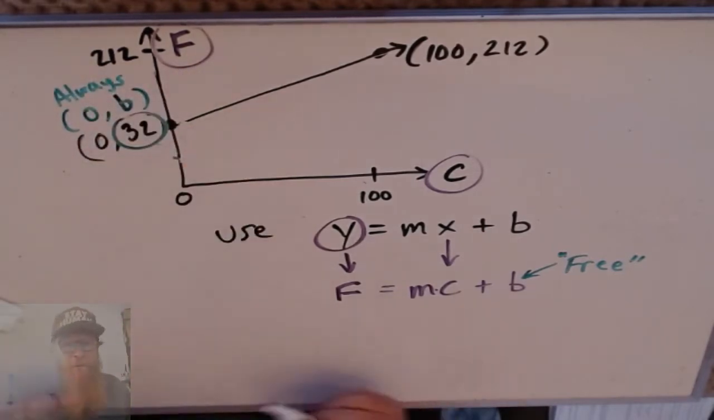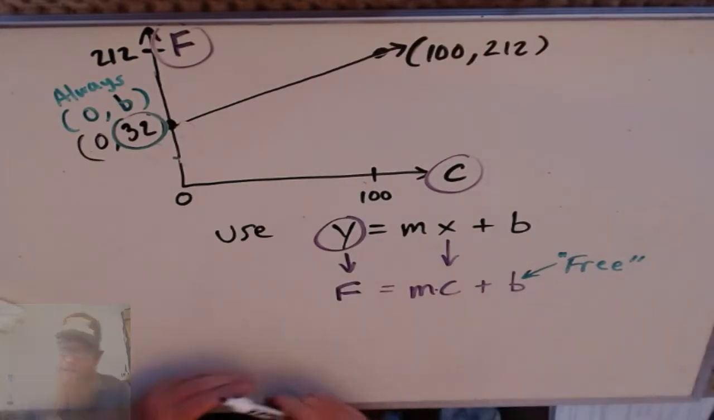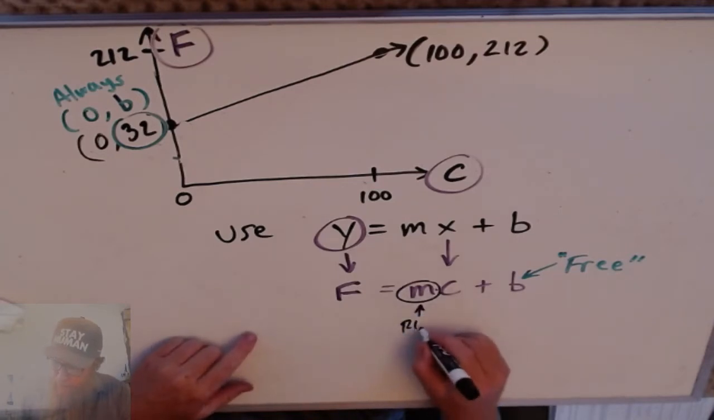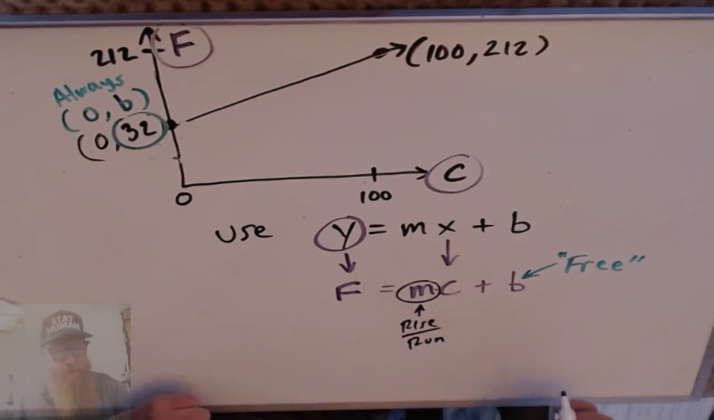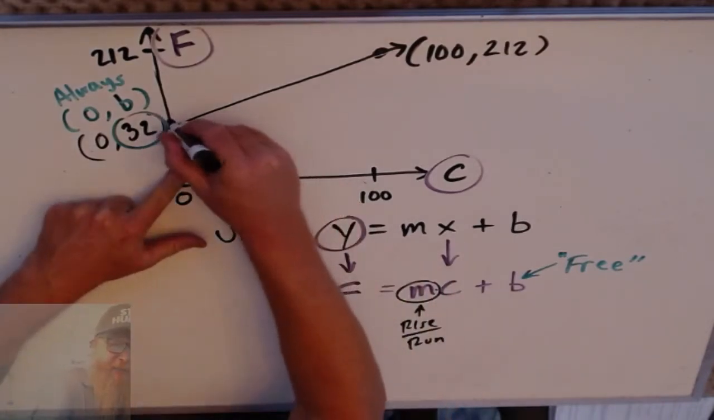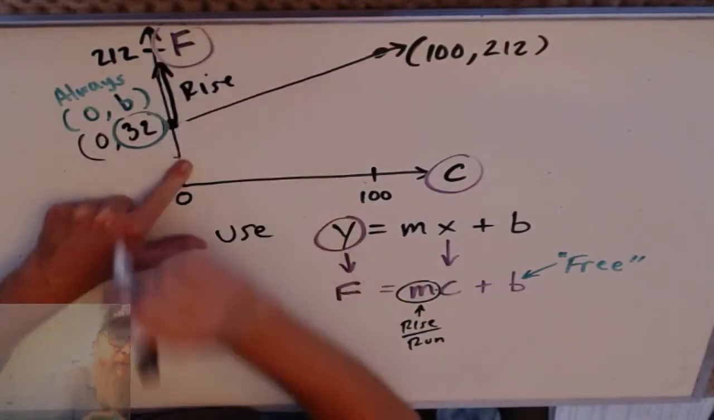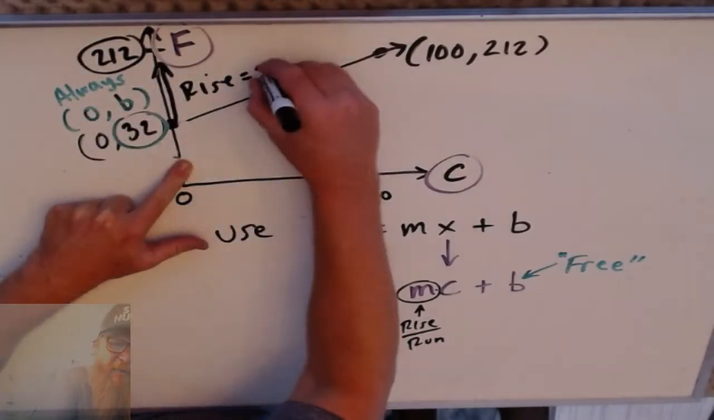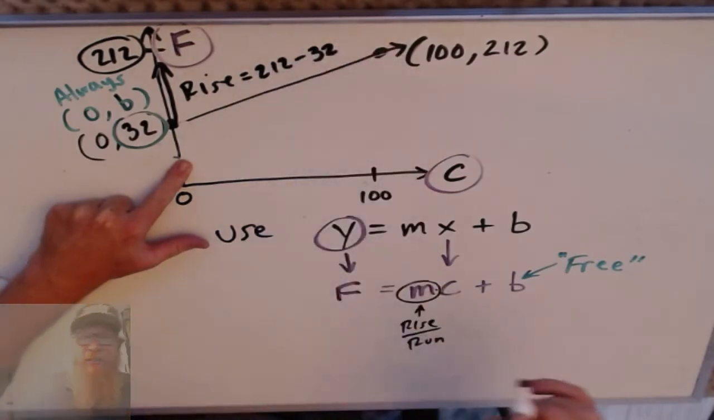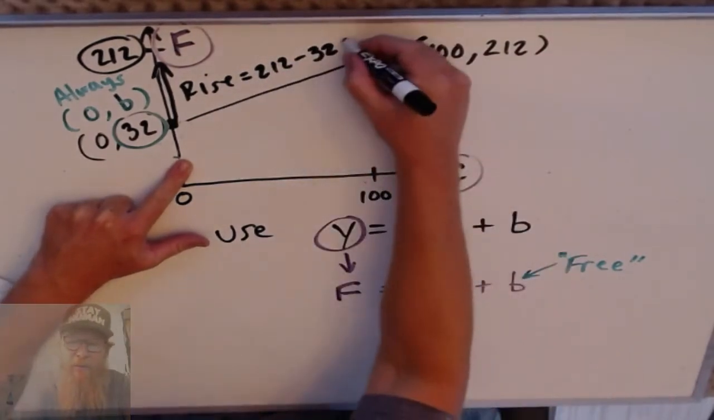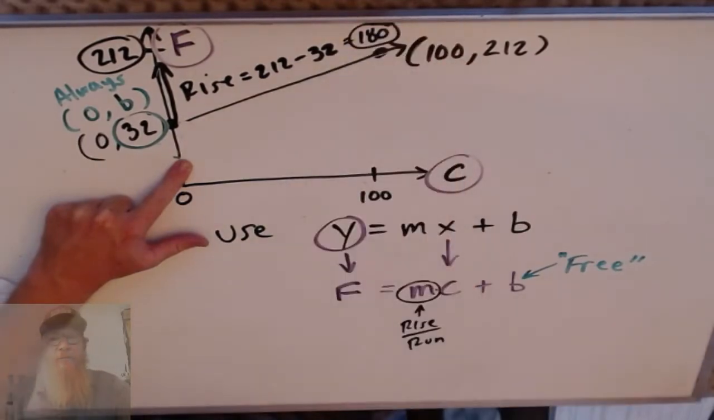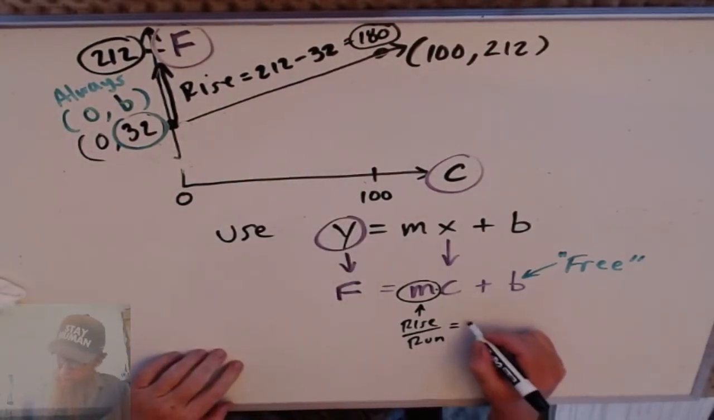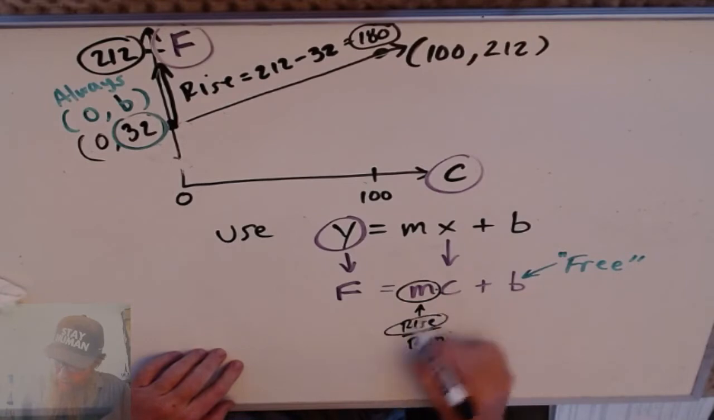That's an always rule. You get that one for free. Okay? That's the only one you're going to get for free. All right? M is going to be the rise over the run. So how far is it rising? It's going from 32 to 212. So the rise is 212 minus 32. So the rise is 180. 212 minus 32 is 180.